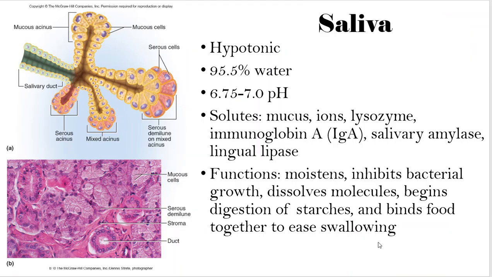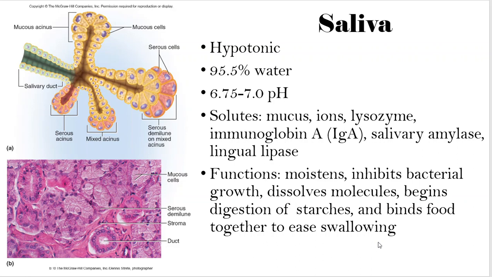Okay, guys. As far as saliva itself, it's a hypotonic fluid. It is mostly water, 95.5%. It's basically neutral in pH. Contains mucus, which is a slippery thing that gives it its lubricating abilities. There's going to be some ions in it. The lysozyme we've already talked about. IgA, we talked about that when we did the immune system.